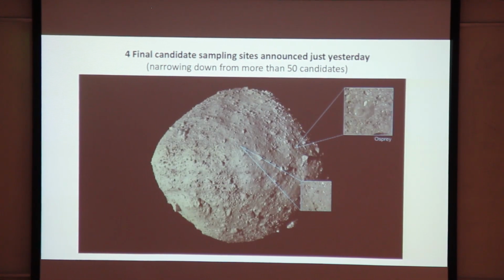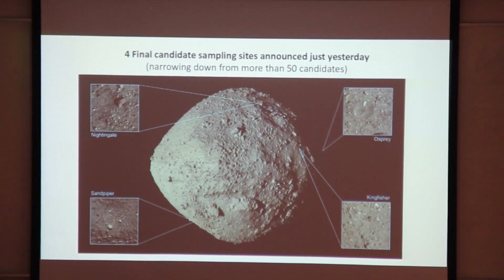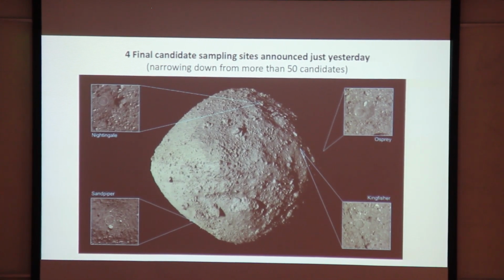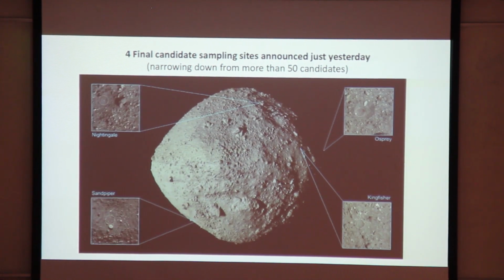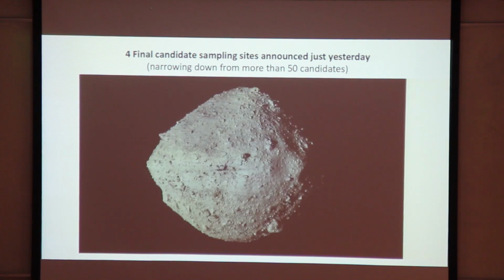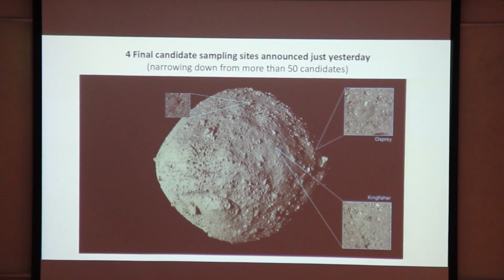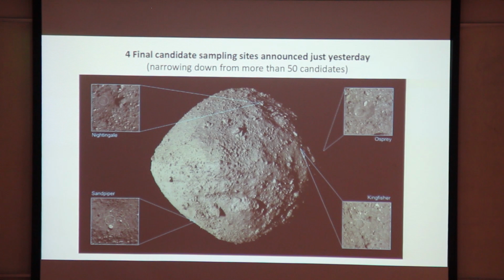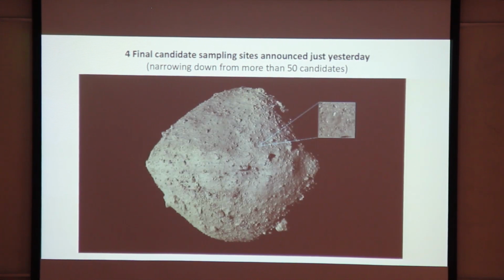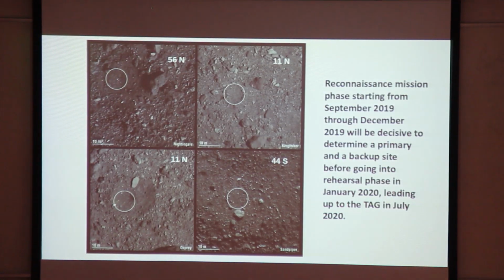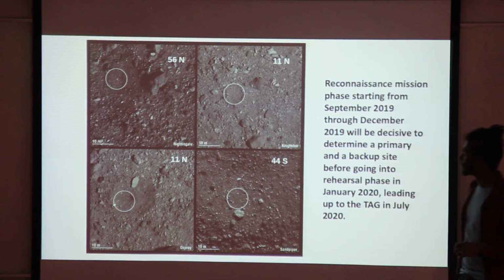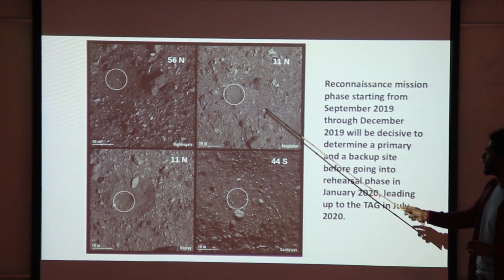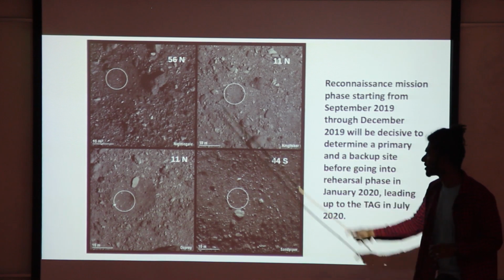And then now we got these four sites, as you see. There are about three sites in the northern hemisphere, two of them across the equatorial ridge, and then one at about 56 degrees of latitude. And then one down below at about 44 degrees. If you look at it closely, you have this kind of area with a very low albedo, and sort of fine-grained material.